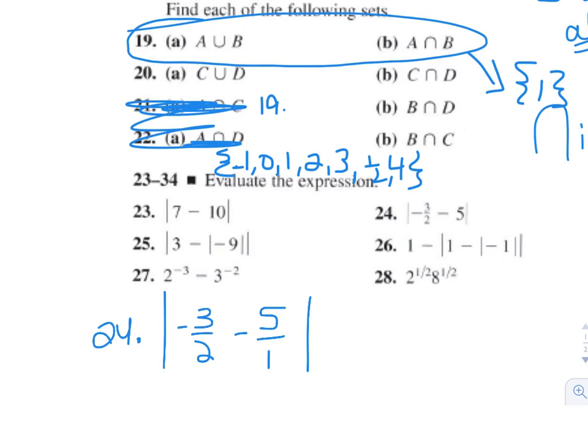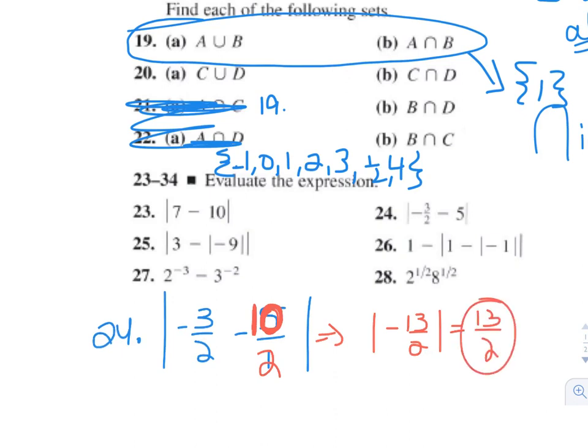Before I can simplify this, what do I need? I need a same denominator. What's going to be my common denominator? 2. So if this is 2, what does the 5 become? A 10. So I have the absolute value of -13 over 2. Agreed? What does that give me? 13 over 2. That's it.